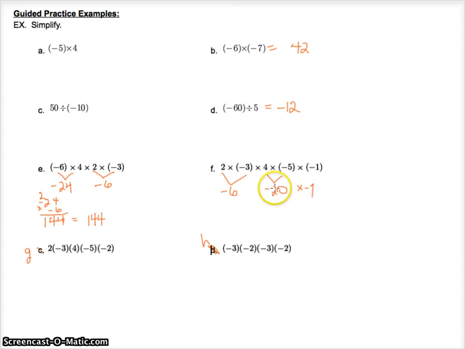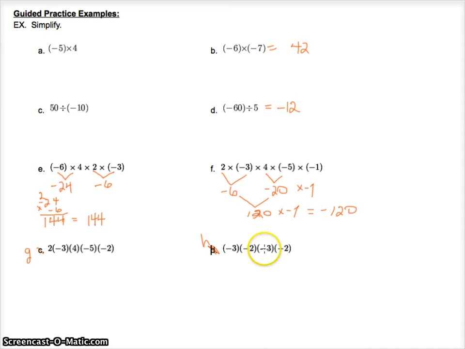So negative 6 times negative 20 is positive 120, times negative 1. Well, since I've only got one negative left, I'm going to have negative 120. Now, am I some kind of psychic that knows the future? No, I just counted my number of negatives, and I had an odd number here. Let's look at this one more time, and let's look at letter H.